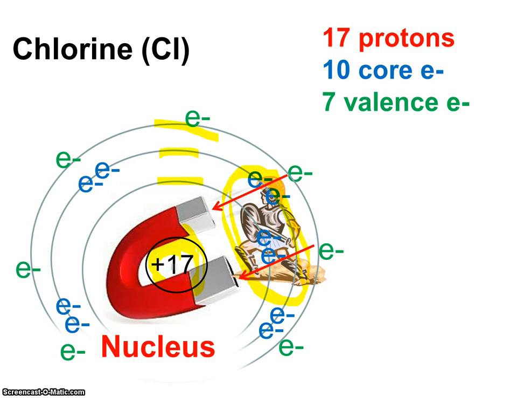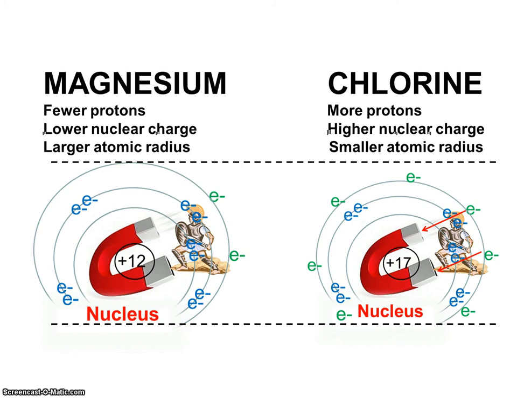So if we compare the two, magnesium has fewer protons and a lower nuclear charge, and therefore a larger atomic radius. In the same row, with the same amount of electron shielding, chlorine has more protons, and therefore a higher nuclear charge, which is pulling those electrons in more strongly to create a smaller atomic radius.